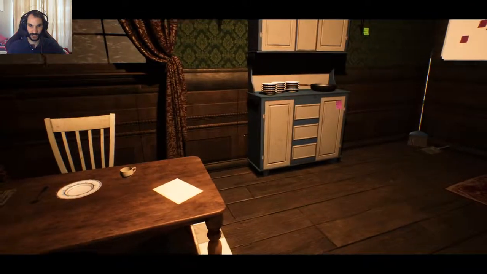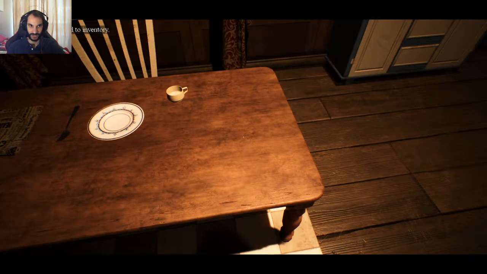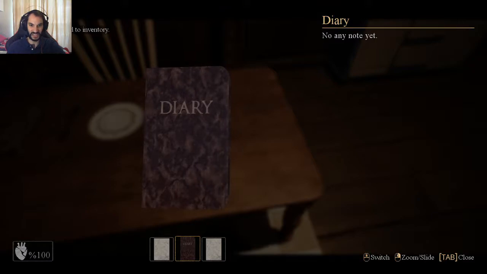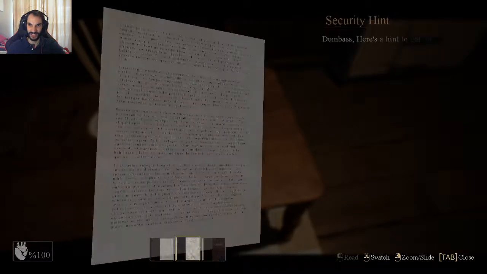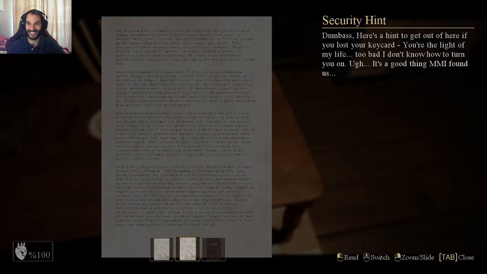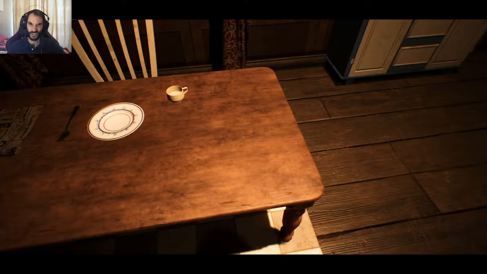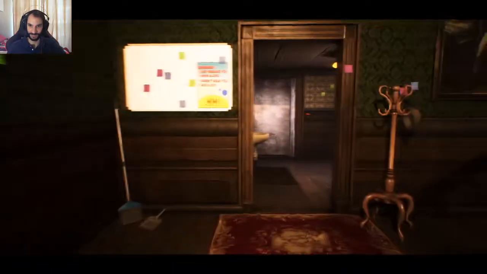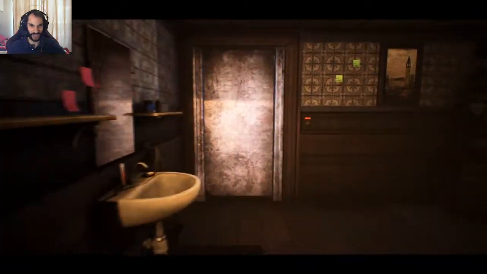Okay, little kitchen thing. Oh, another paper. Security hint added. That instruction, security hint. Dumbass. Well, that's escalating quickly. Here's a hint. To get out of here, if you lost your key card, you're the light of my life. Too bad I don't know how to turn you on. Ugh, it's a good thing MMI found us. Okay. But is there a good thing if you can't turn the love of your life on? Love of your life? Light of your life?